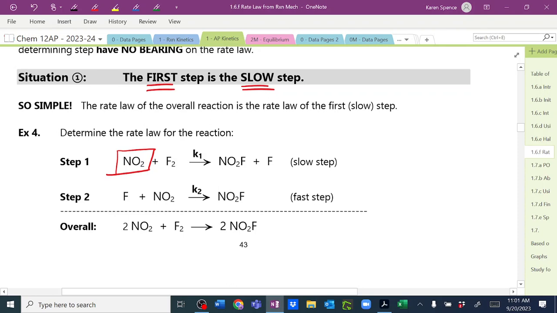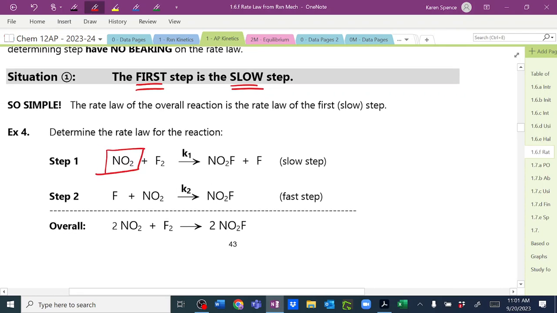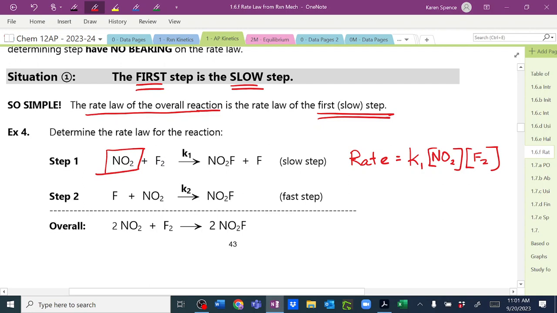So if we were to write the rate law for the overall reaction, it is the same as the rate law of the first slow step, because that's it. Everything else doesn't matter. So you just say rate is equal to K1 NO2 times F2. And lo and behold, you are done. That is the rate law for the first step. It is the rate law for the overall reaction.